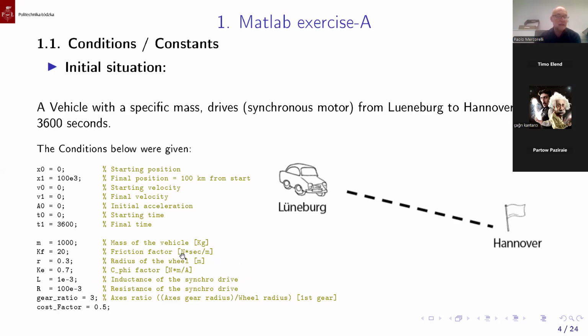We can see from the unit, Newton multiplied by meter divided by ampere. This means if I multiply by the current, we obtain the torque. Just to understand: L is the inductance, R is the resistance, and then we have the gear ratio.